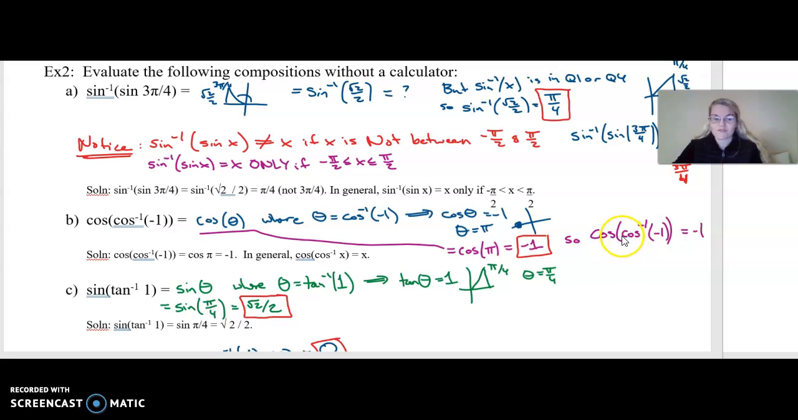And I see the composition of inverse functions is exactly what I would expect it to be.